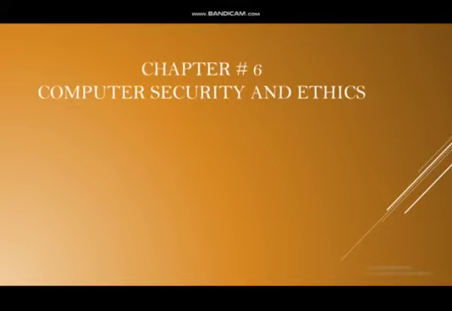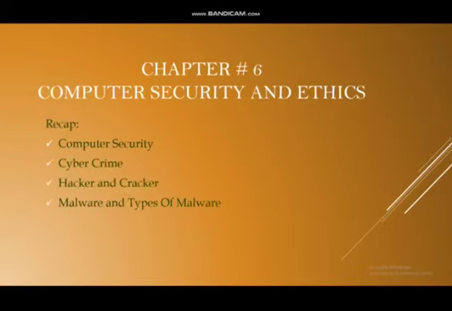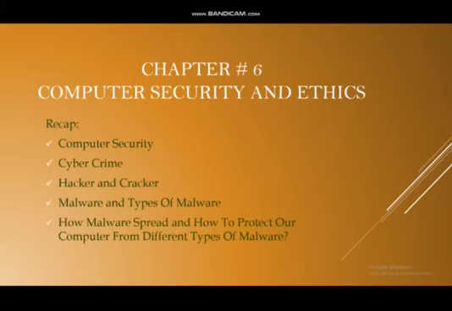Before starting the new topic of computer security and ethics, let's recap the previous topics which we have done. The first topic was computer security. Second was cybercrime. Third was hacker and cracker. Fourth, malware and types of malware. Fifth, how malware spreads and how to protect our computer from different types of malware, antiviruses and anti-spyware. These are the topics which we have done in previous lectures or videos. So you can check the videos to understand these topics.